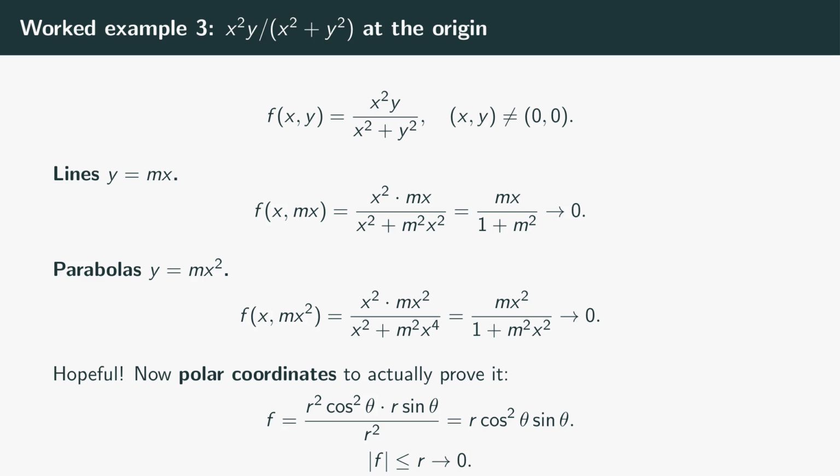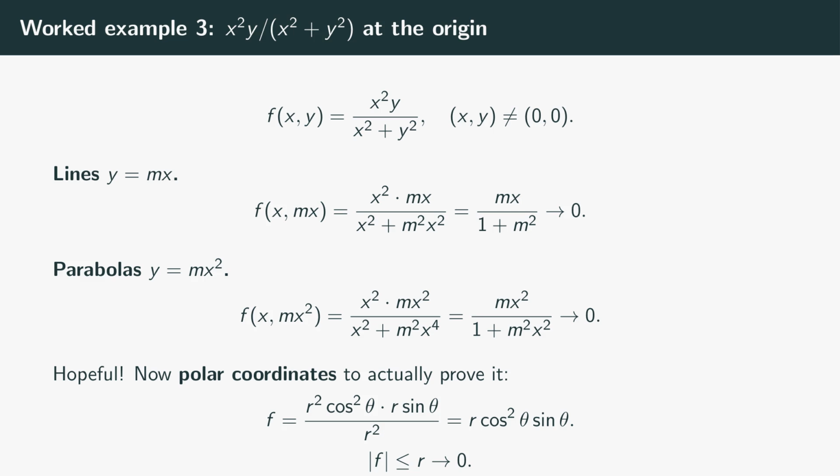Try parabolas. Along y equals mx squared, f of (x, mx squared) equals x squared times mx squared over x squared plus m squared x to the fourth, which is mx squared over 1 plus m squared x squared. As x approaches 0, this also tends to 0. Parabolas agree. Now actually prove it with polar coordinates.